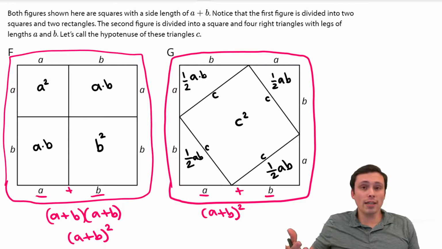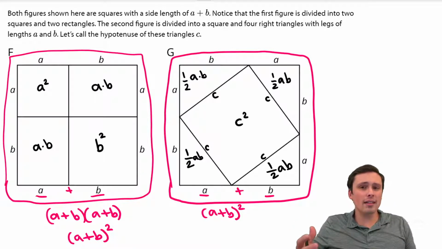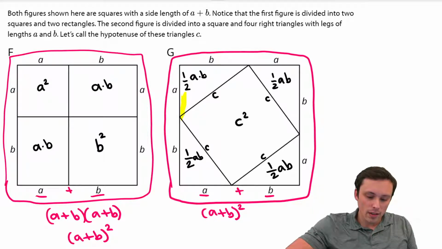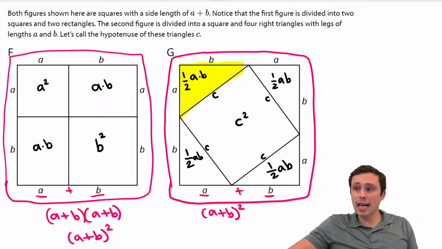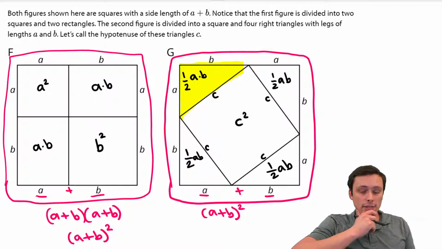Okay, so these two rectangles have the same area, but you should be noticing that they're divided up differently. Now, I want you to think about this for a second. How does the area of one of these right triangles that I'm using my yellow highlighter on compare to the areas in the shapes on the left?